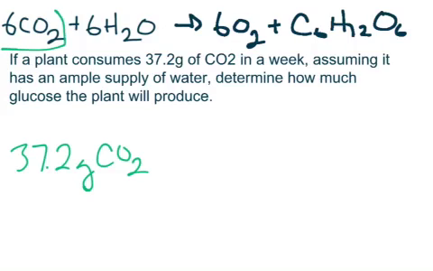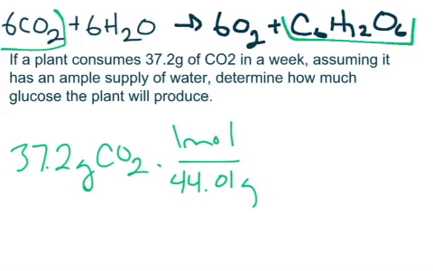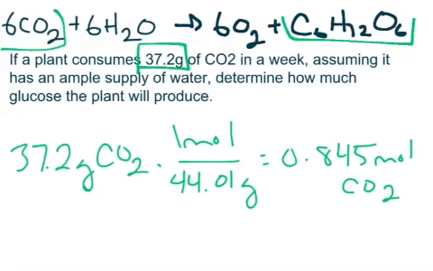Eventually, we know this plant is consuming a certain amount of carbon dioxide. We want to figure out how much glucose it's making. Eventually, we'll be able to switch it from one substance to another, but we have to start with turning this into moles. So we're going to divide by the mass of carbon dioxide, which is 44.01. So our ultimate goal here, if you have grams, turn it into moles first, and then you can get started. And that gives us 0.845 moles of carbon dioxide.